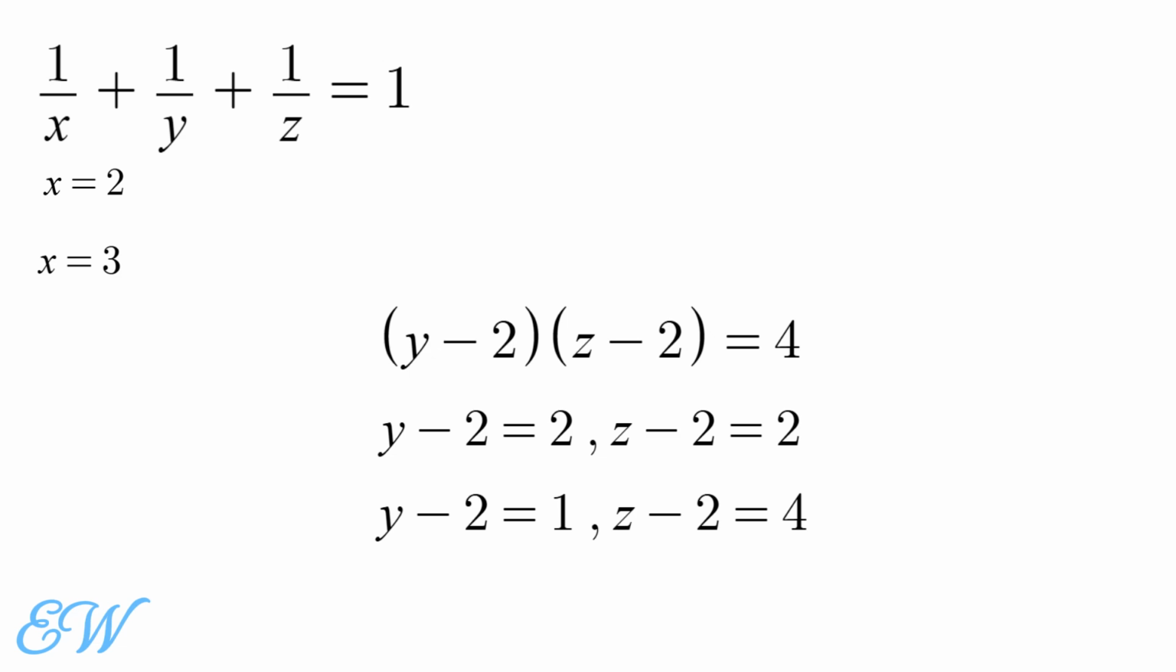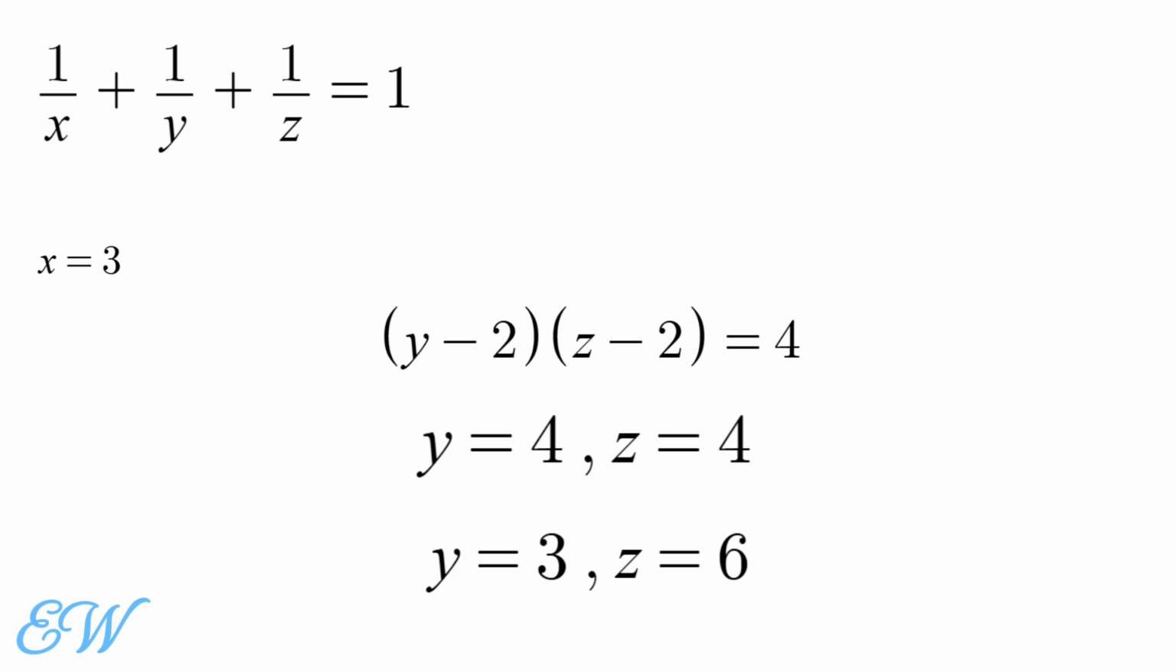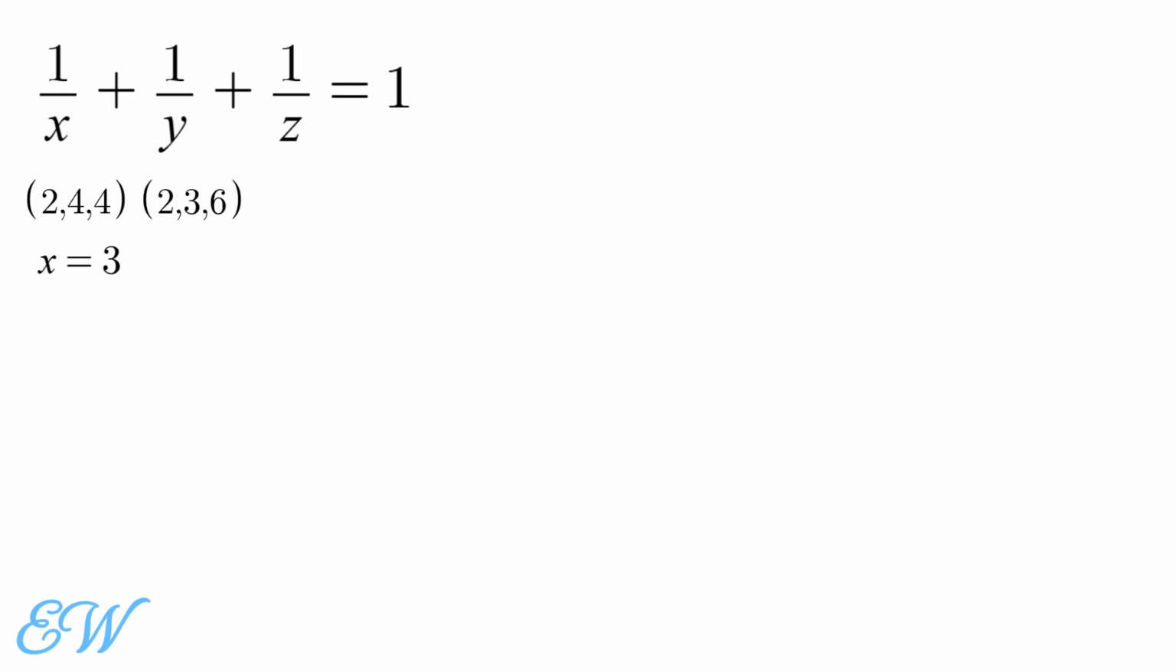From this equation, we can get two possible sets of answers. We can get that y minus 2 is equal to 2 and z minus 2 is equal to 2, or we can get y minus 2 equals 1 and z minus 2 equals 4. Now we get these possible values for y and z for when x is equal to 2. We can repeat the same process for when x is equal to 3 and find the possible y and z values for that x value as well.